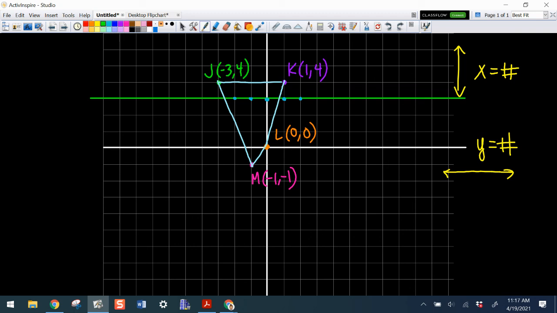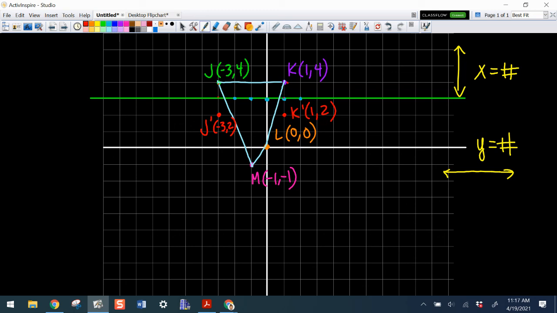And now let's reflect each point across that line. J, being 1 unit above that line, now needs to be 1 unit below it. So J prime will be located at -3, 2. K, again, 1 unit above that line, now has to be 1 unit below it. So K prime will be located at 1, 2.